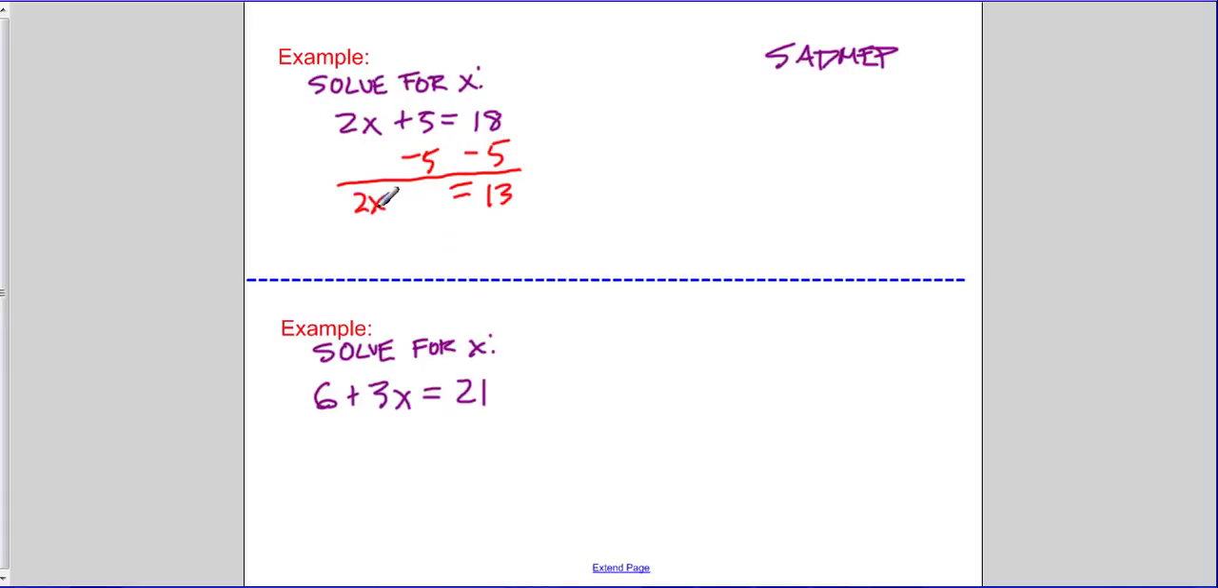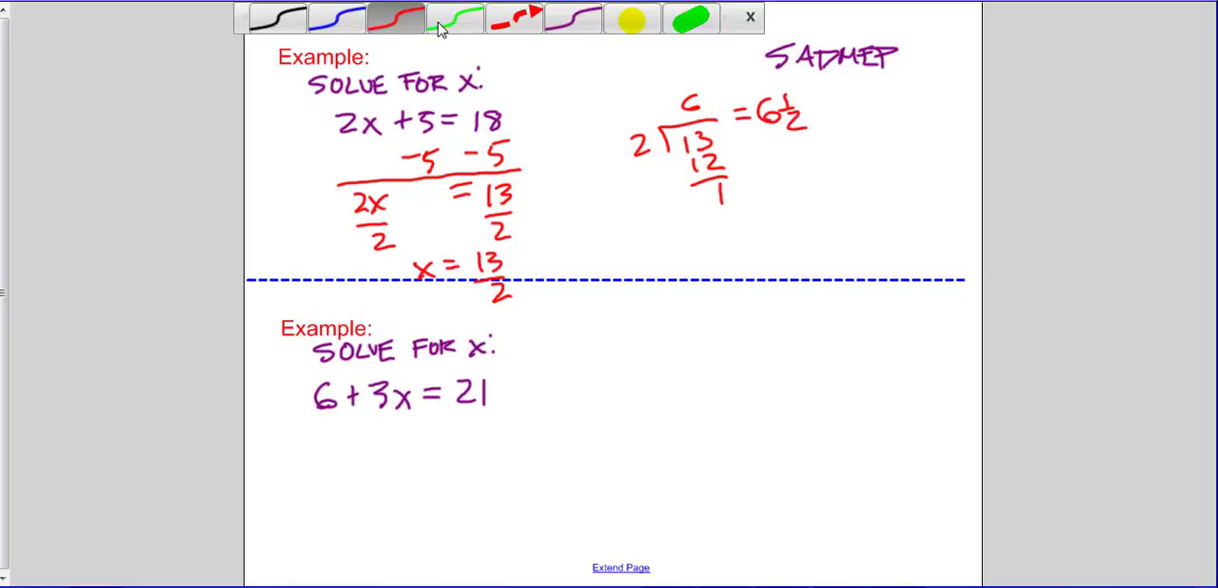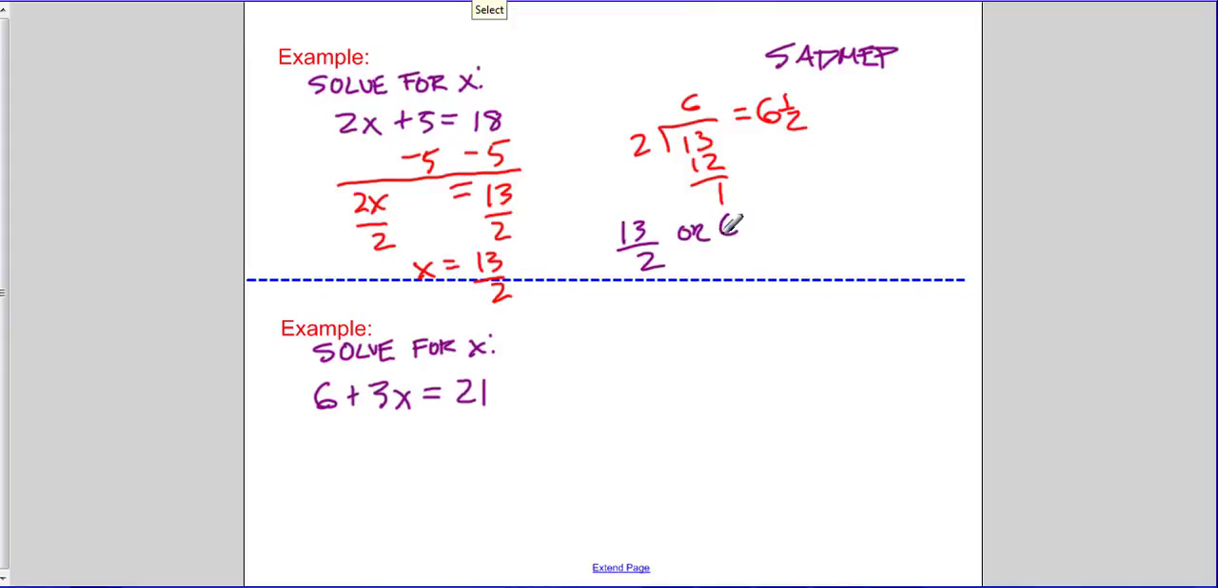I have multiplication of x by 2. To undo multiplication, I use division. So I get x equals 13 over 2. You could also write that as a mixed number. 2 goes into 13 6 times. 6 times 2 is 12. So as a mixed number, this is 6 1/2. So my final answer is 13 halves, or 6 1/2.